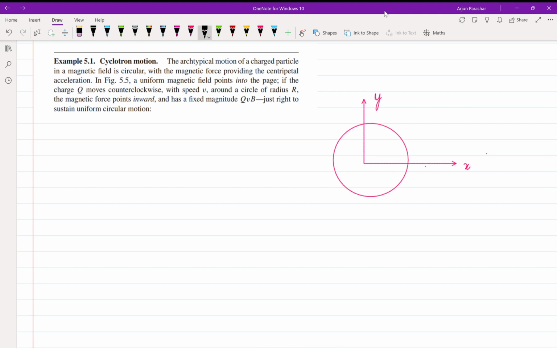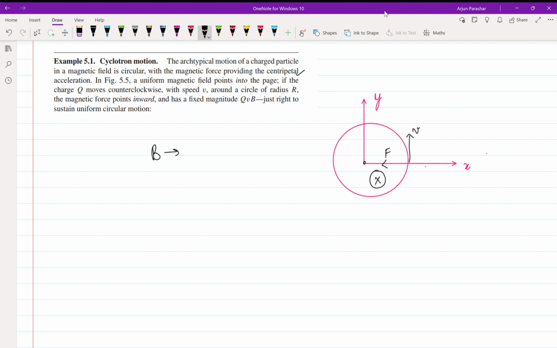The charge is moving in a tangential direction with a velocity v. The force, as you can see here, is providing the centripetal acceleration. The centripetal force acts towards the center. By the right hand thumb rule, if the force is pointing towards the center and the charge is going tangentially, then B will act inside the page, or inside your screen. So the magnetic field points into the page or the screen.